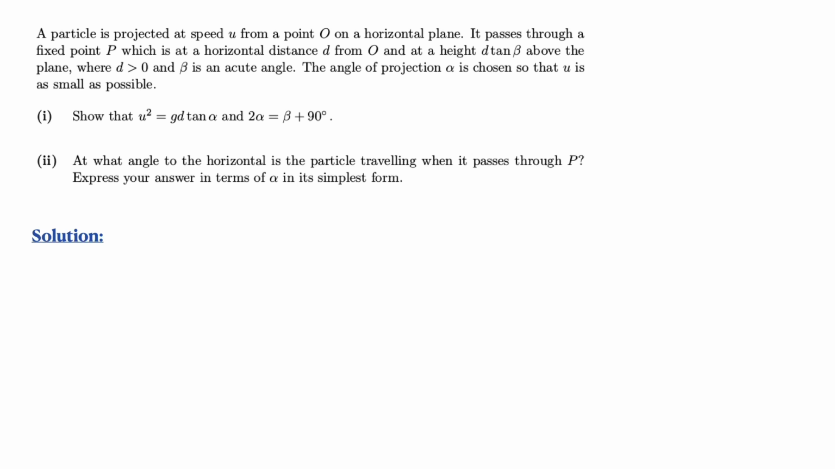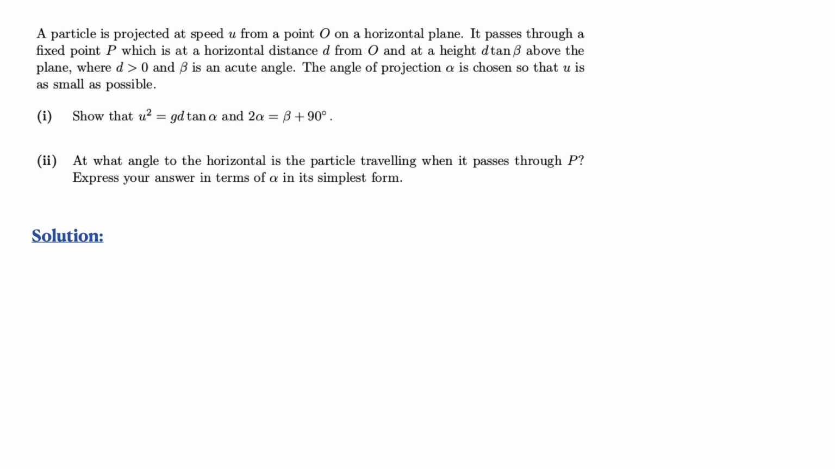First, show that u squared is equal to g d tan alpha and 2 alpha is equal to beta plus 90 degrees. Also, at what angle to the horizontal is the particle traveling when it passes through P? Express your answer in terms of alpha in its simplest form.